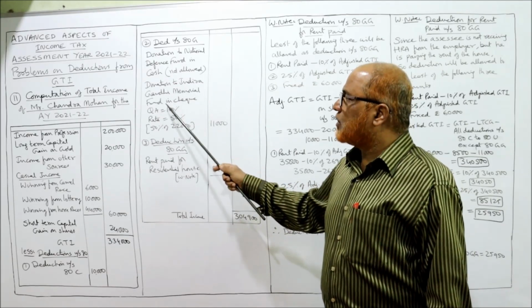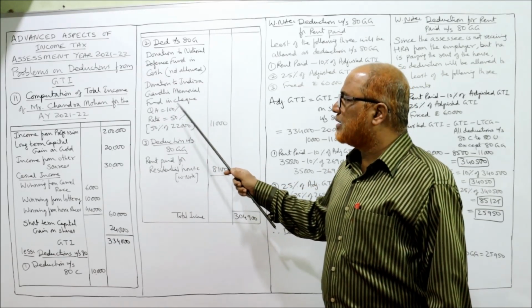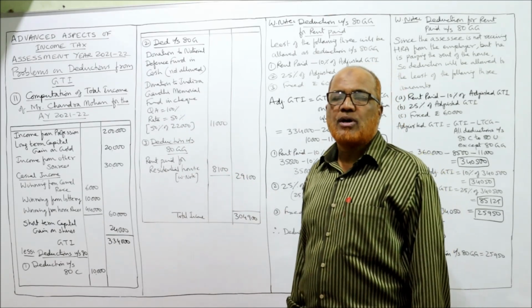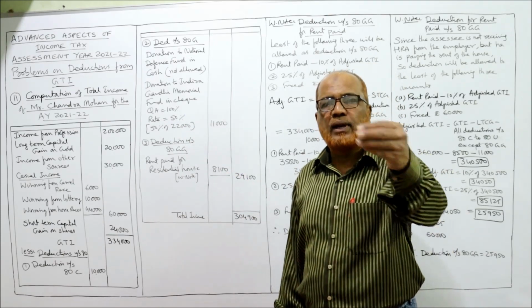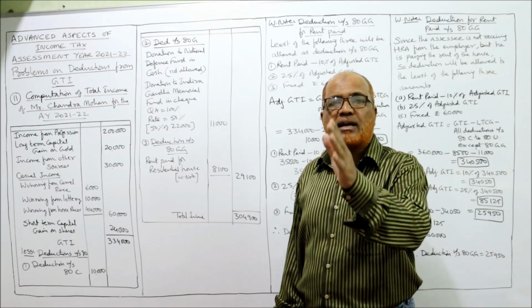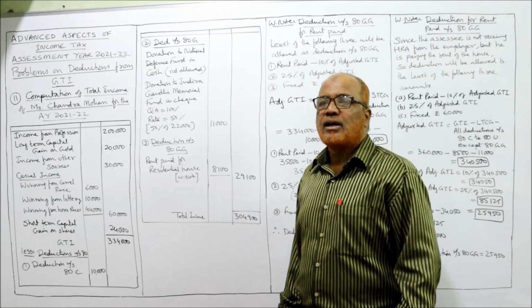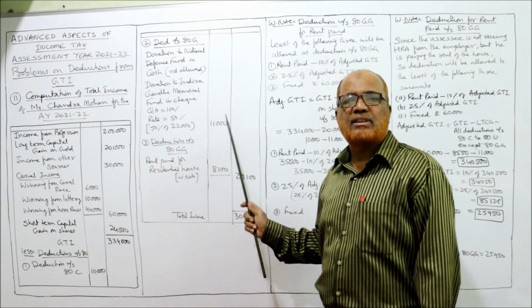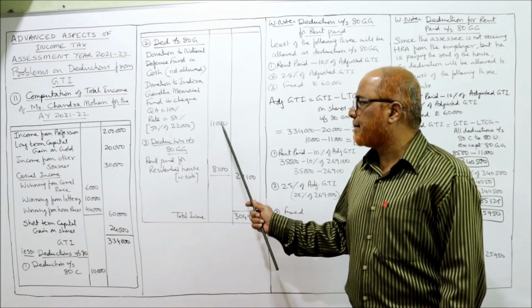Donation to Indira Gandhi Memorial Fund, that is by cheque, qualifying amount 100%, but the rate of deduction is 50%. Whatever donation is given, fully it will qualify, but the rate is 50%. So here the donation given is 22,000. 50% of 22,000, that is 11,000, will be allowed as deduction.